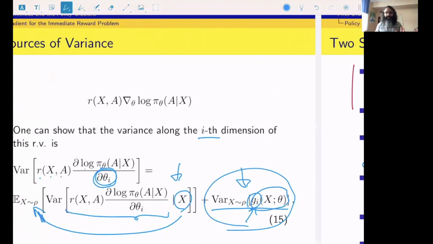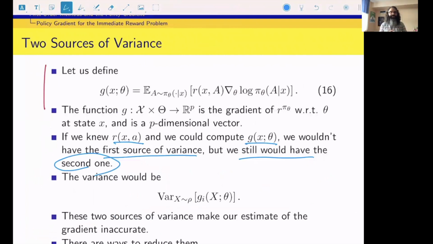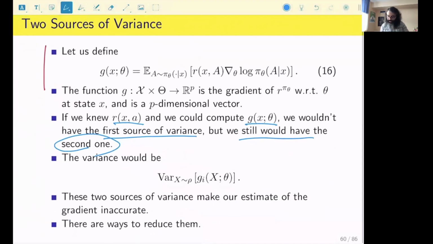So first we assume that we can compute that G exactly, so we're only dealing with the variance of the second source. The variance would be the variance of G_i, the ith term, when X is coming from rho. This says that if the ith term of the policy gradient is not changing over the state space, say the policy gradient is always 1 in that dimension, then there wouldn't be any variance. But if different states suggest different directions for the policy gradient, we would have a variance coming from it. Is this clear?